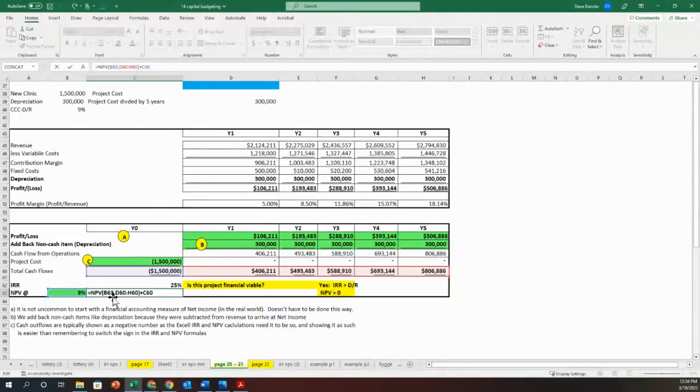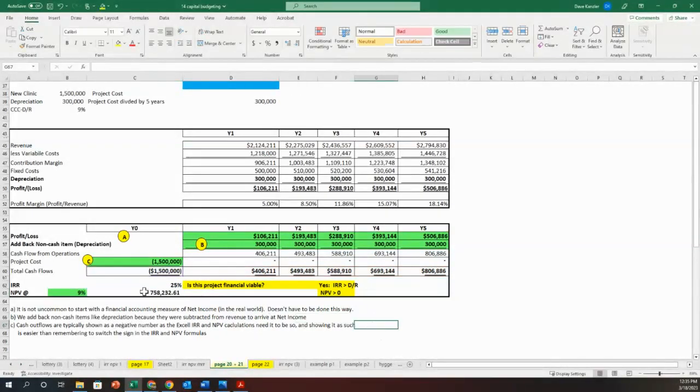Net present value. We start with B63, which is the 9%. That's our discount rate. D60 to H60 is our inflows, close the parentheses, plus the outflow. 758. Is the project viable? Yes. The IRR of 25% is greater than the discount rate, and the net present value is greater than 0.